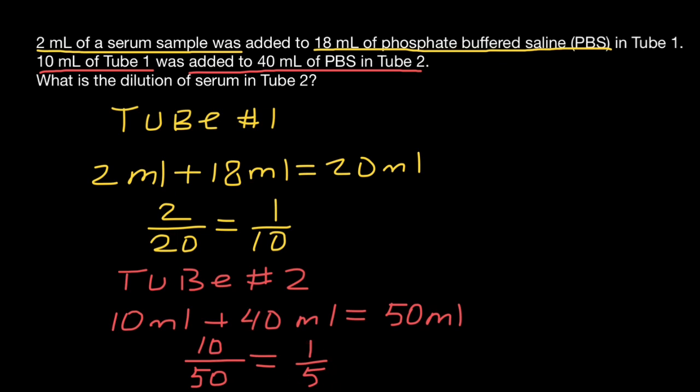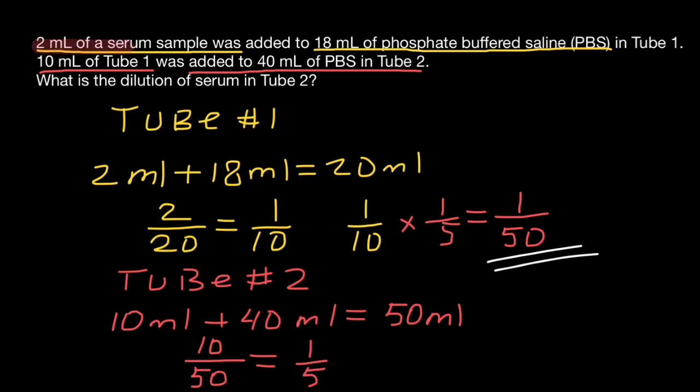Now we have just to multiply these dilutions, which are serial dilutions. So 1/10 is dilution in the first test tube, and we have to multiply by dilution 1/5 in the second test tube, and we are going to get 1/50. So dilution is going to be 50-fold. Or we also can say that as a result of these serial dilutions, we diluted 2 milliliters of the serum sample 50 times.